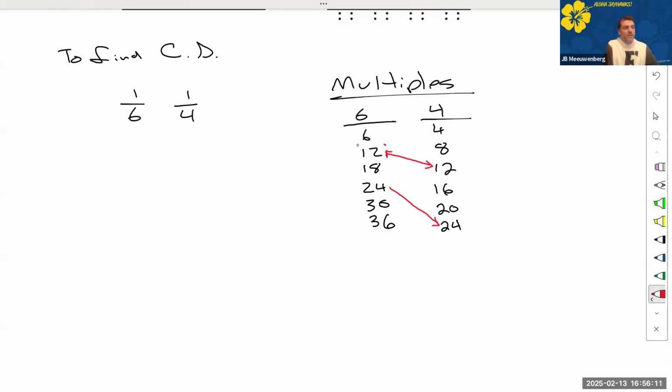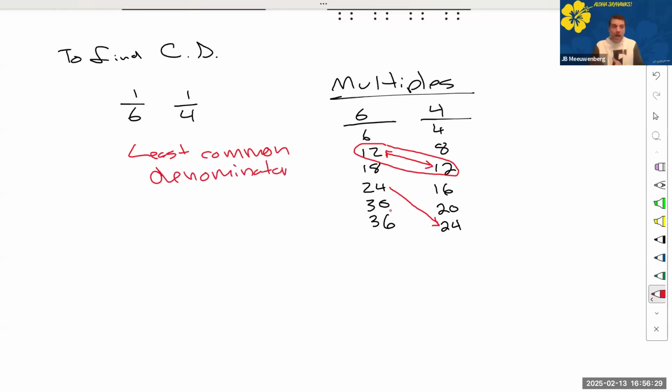And as we've learned before, the smallest number that they have in common will be the least common denominator. There are other common denominators like 24, but we always like to find that lowest one, the least common denominator. So using these lists of multiples is a way for students to learn how they can build that common denominator.